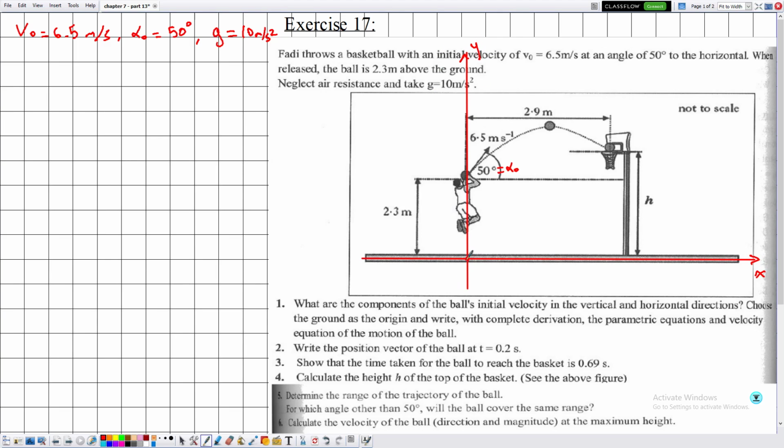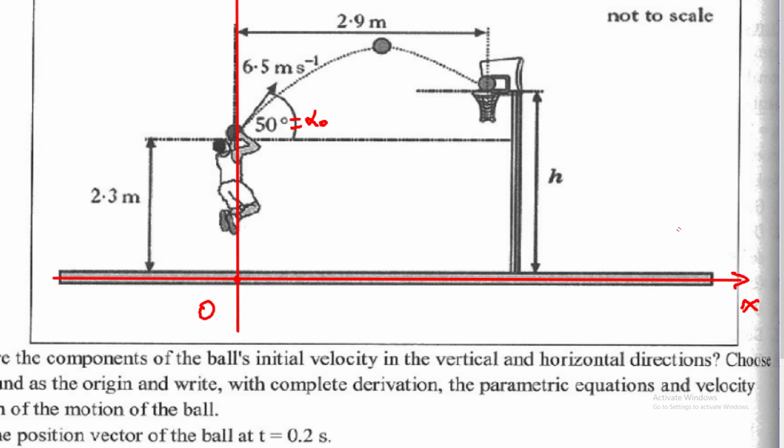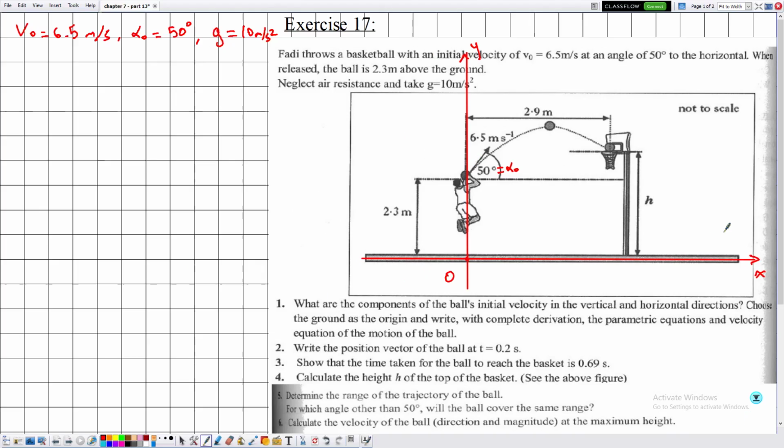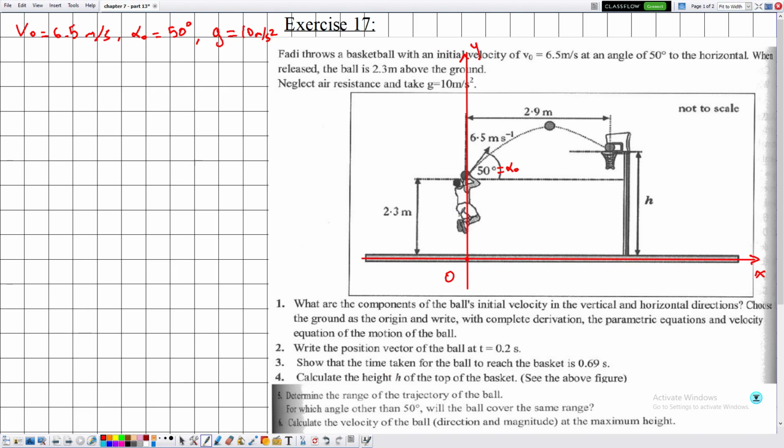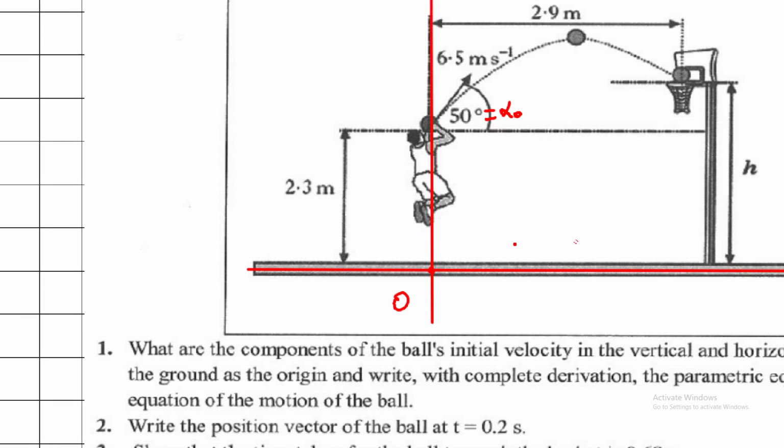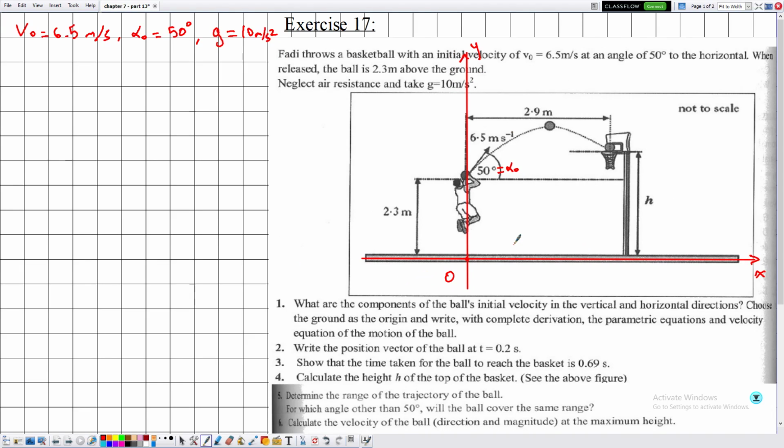And this is the origin. Why? Because they are telling me to choose the ground as the origin. So the origin is somewhere here, and this is the x-axis contained along the ground. What about the y-axis? The easiest case that we can consider is that the y-axis is the line of action passing through the center of mass of the projectile, which is the ball, which is this point. And the origin is the intersection between the x-axis and the y-axis, which is this point.